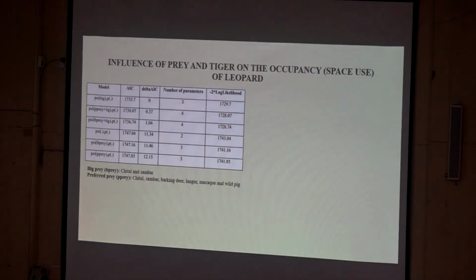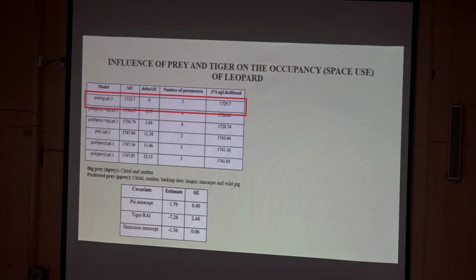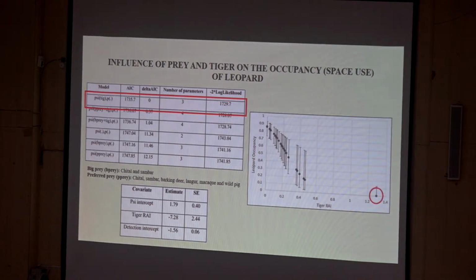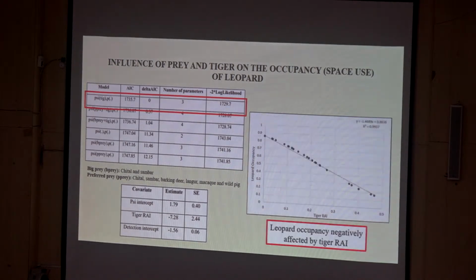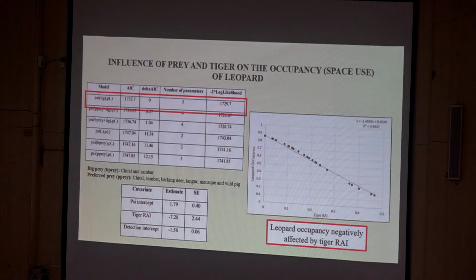The occupancy of leopards was also modeled using prey and tigers as covariates. The best model resulted from tiger RAI influencing the occupancy of leopards negatively. Upon removal of the outlying point, a clear trend was seen where leopard occupancy was negatively affected by the RAI of tigers, hence also indicative of avoidance in space use.